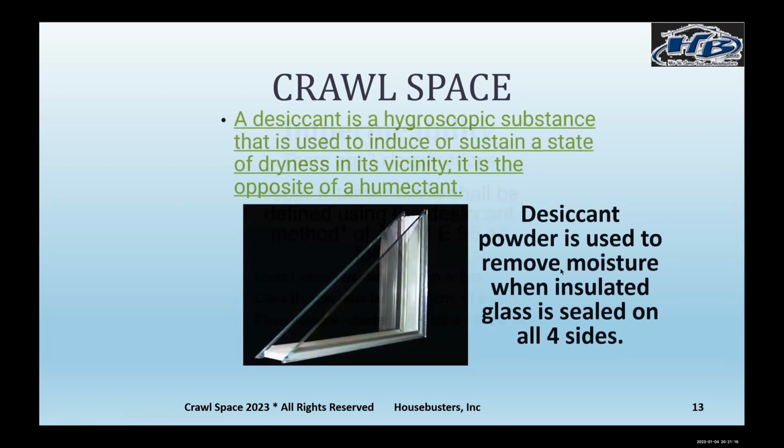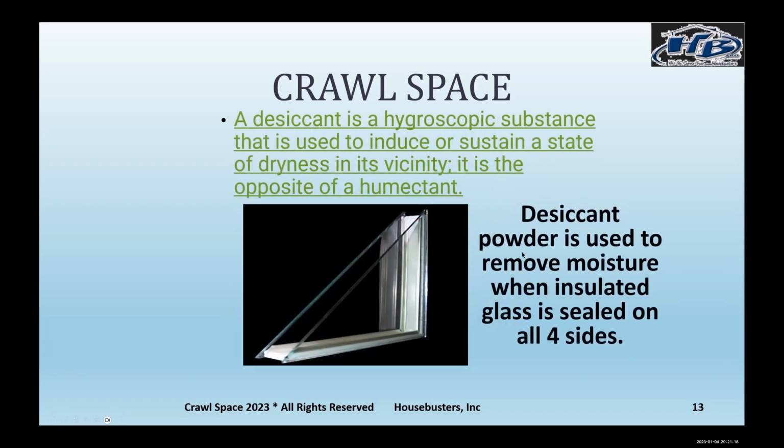Now, to look at this in perspective, what is the definition of a desiccant? Many of you have an understanding of desiccant, many of you don't. It's basically a substance to induce or sustain a state of dryness in its vicinity. Let's take, for instance, the windows that were made for years and are still made today. Insulated glass windows, in order to remove the remaining moisture when they seal the units, they drop desiccant powder inside of that to absorb the moisture between the two panes of glass.